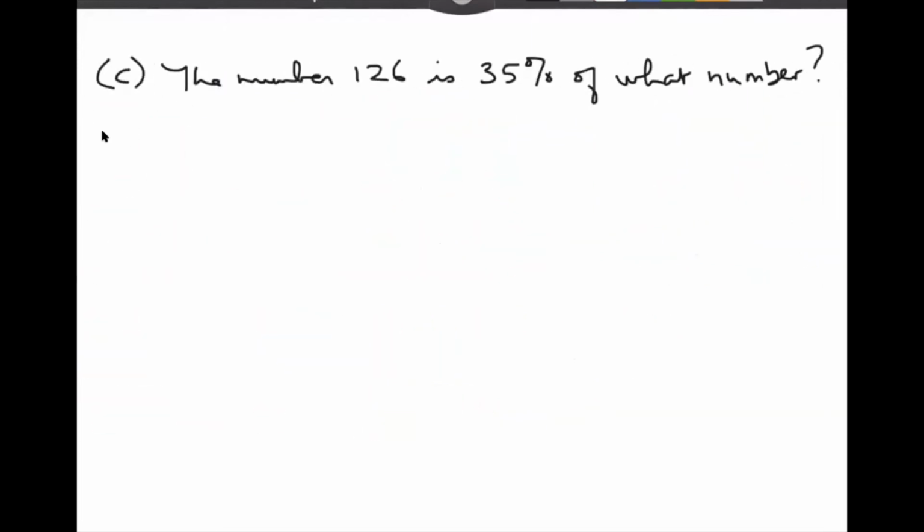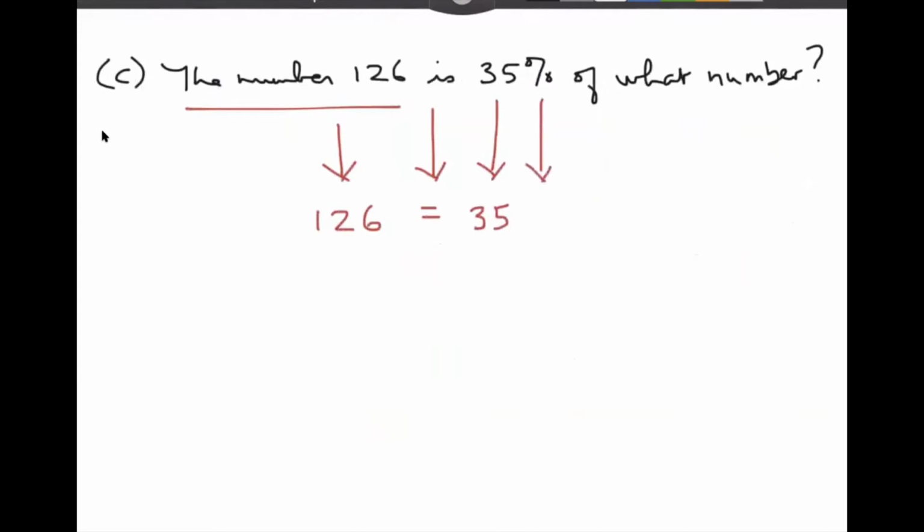All right, last example, and I definitely encourage you to try this one first. So please pause the video, try this one, come back and compare notes. All right, the number 126 is just 126. Is becomes equals. 35 is 35. Percent sign becomes 0.01.